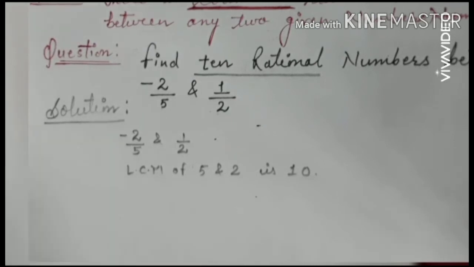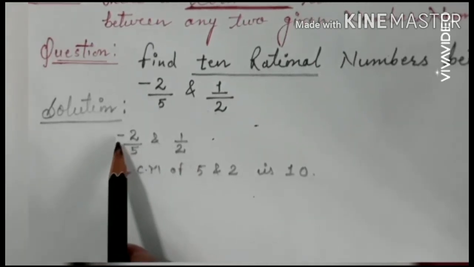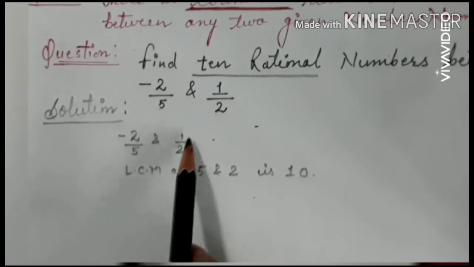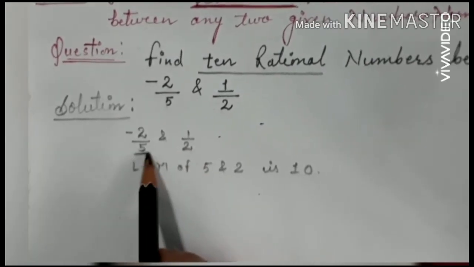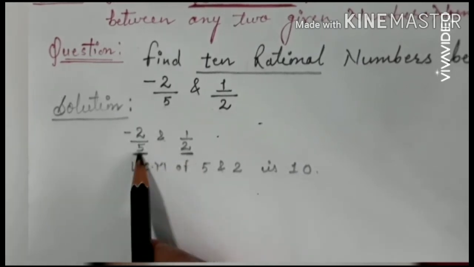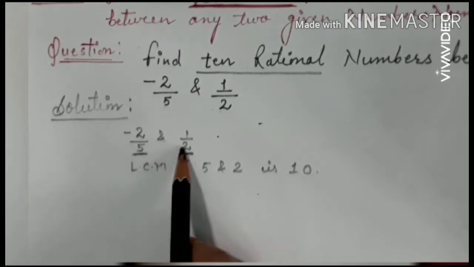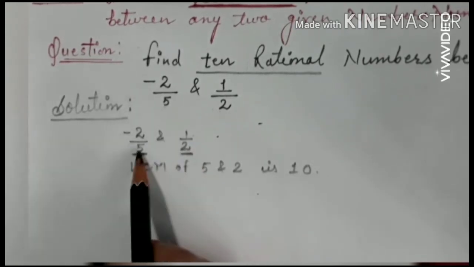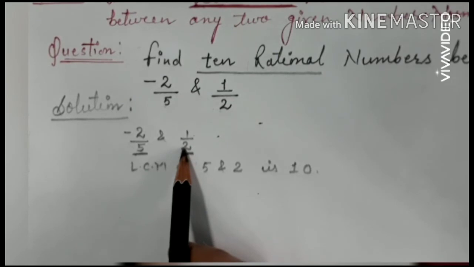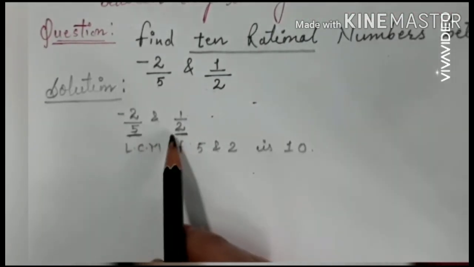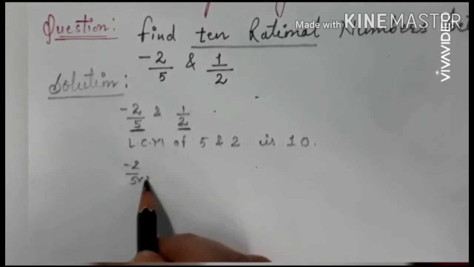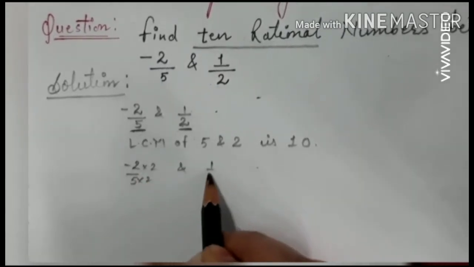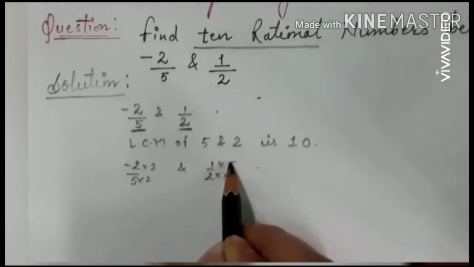So our solution part is: here the first rational number is minus 2 upon 5 and the second rational number is 1 upon 2. The first thing we have to do is make their denominators the same. In the first rational number the denominator is 5 and in the second it is 2. So firstly we have to make the denominators the same. We will take the LCM of 5 and 2, which is 10. To make 5 into 10, we multiply by 2, and to make 2 into 10, we multiply by 5.